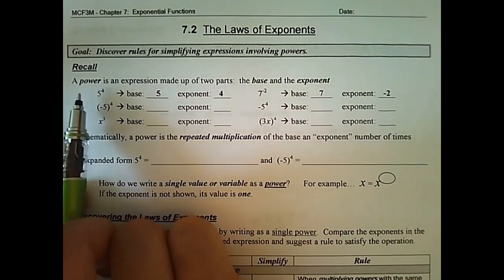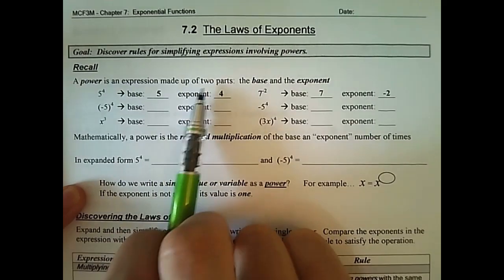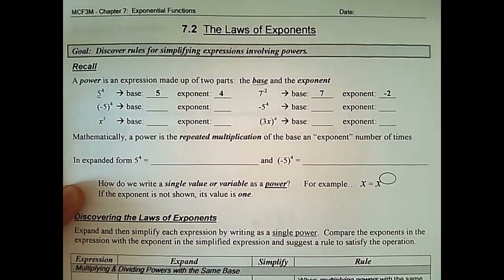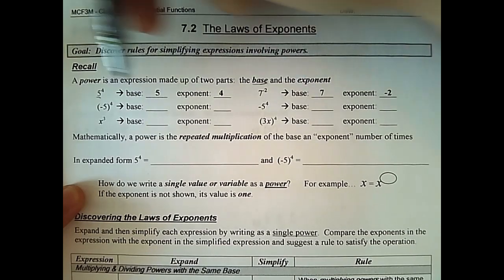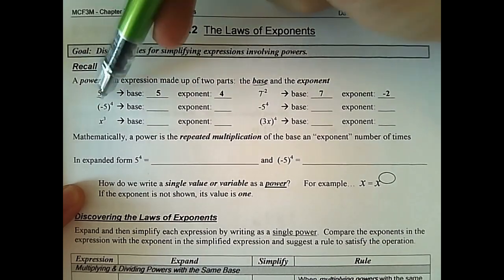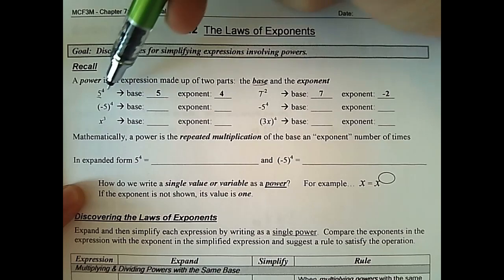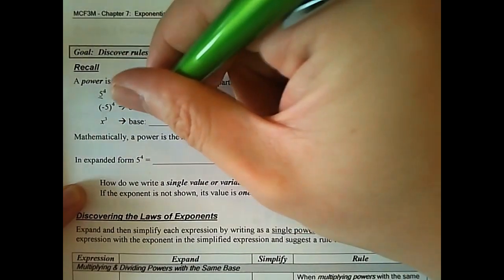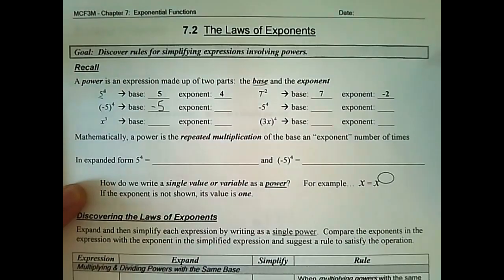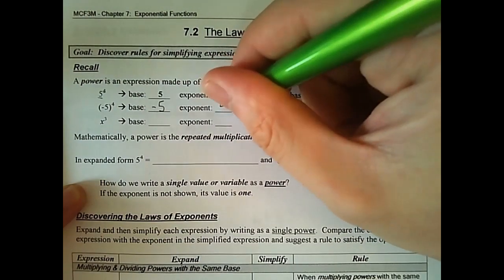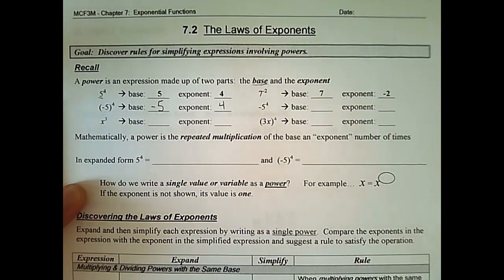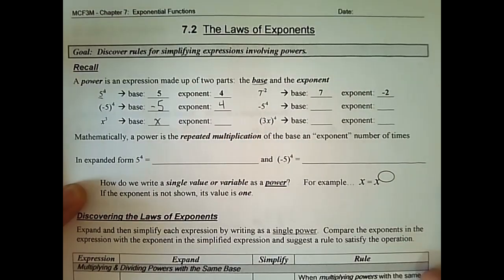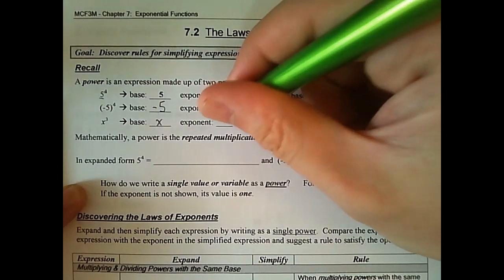We have to recall that a power is an expression made up of two parts. You have a base, which is like a big number, and then we have the exponent, which is the number above. So our base in this example is 5, and the exponent is 4. Our base in this example is negative 5 in the brackets, and the exponent is 4 here. Our base here is x, and the exponent is 3.